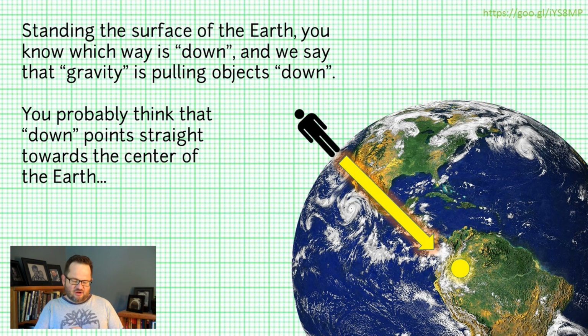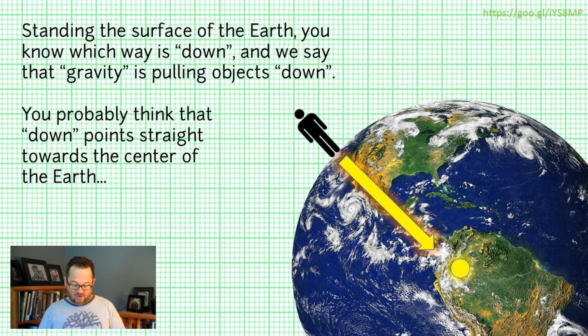See, I've got a little guy here standing on the surface of the Earth at some location. And if you're at some location on the surface of the Earth, we all know which way gravity is pulling. Gravity is pulling us down. That's what down means. It's the direction something would fall if you dropped it. And you would be forgiven for assuming that if you could follow that motion all the way down, it would lead to the center of the Earth.